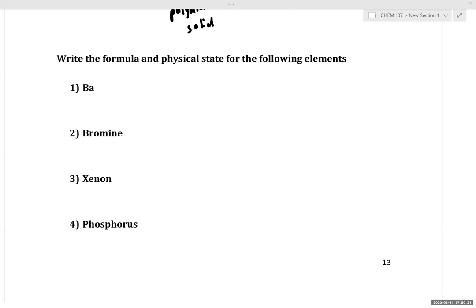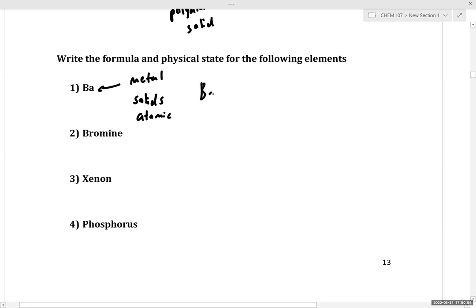Okay, so let's discuss this example. So, first and foremost, looking at barium, Ba, we know that barium is a metal. So from this information, we know most metals, barring mercury, are solids, and we know most metals are atomic elements. So we'd write the symbol for barium as Ba solid.